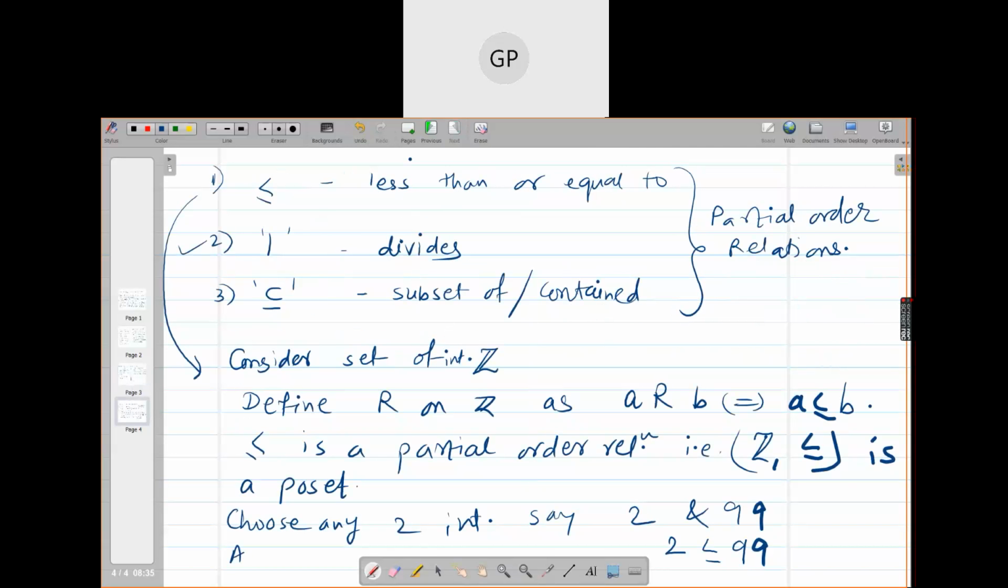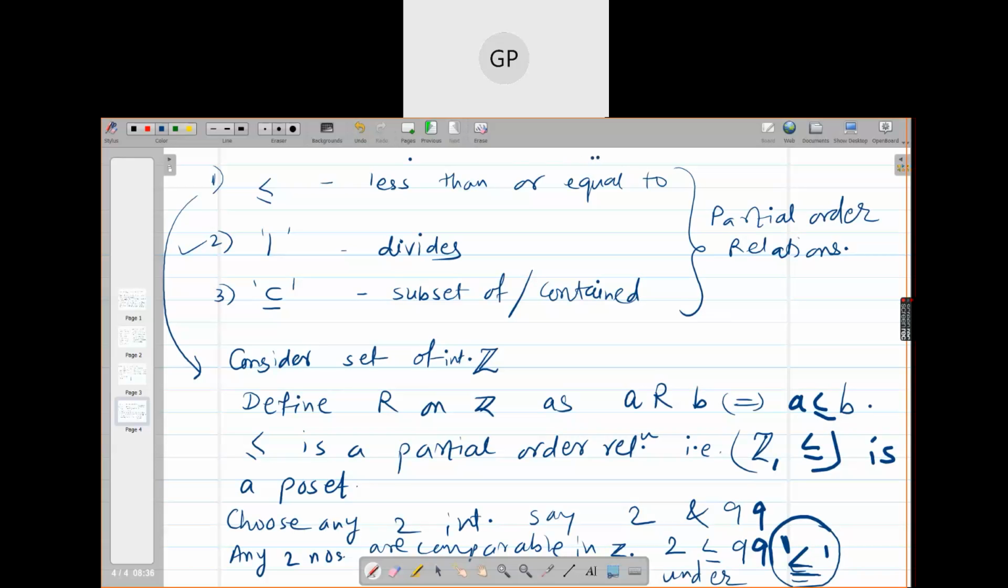Therefore, any 2 elements, any 2 numbers are comparable in Z. Please write down this note. Any 2 numbers are comparable in Z under which relation? Under less equal. बाकी कोई रिलेशन नहीं. डिवाइड्स रिलेशन के अंडर ऐसा नहीं होता है. This is a special case.